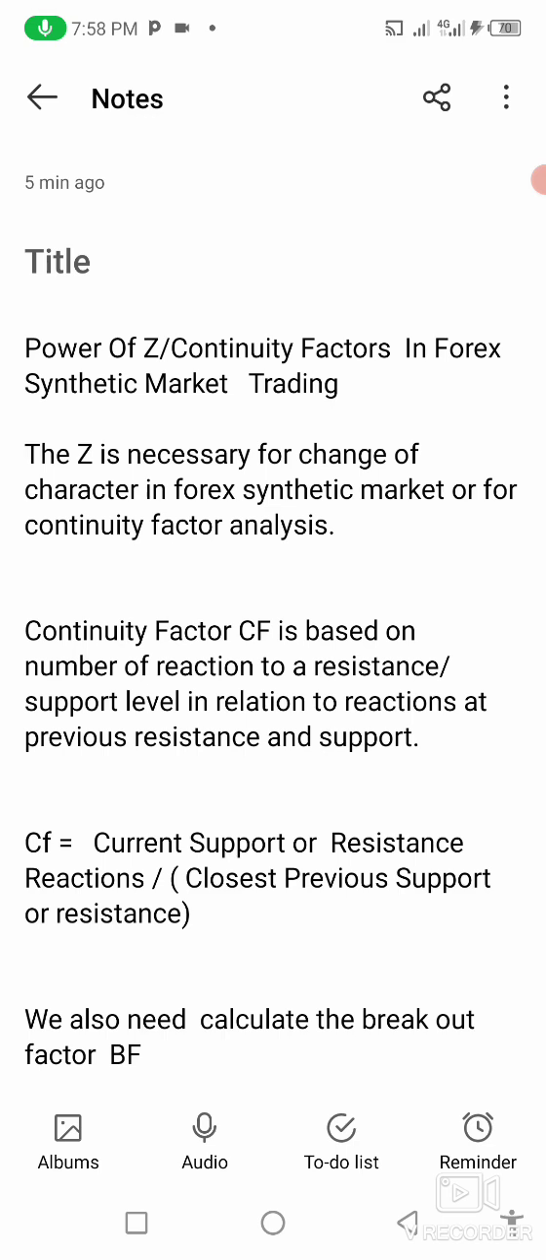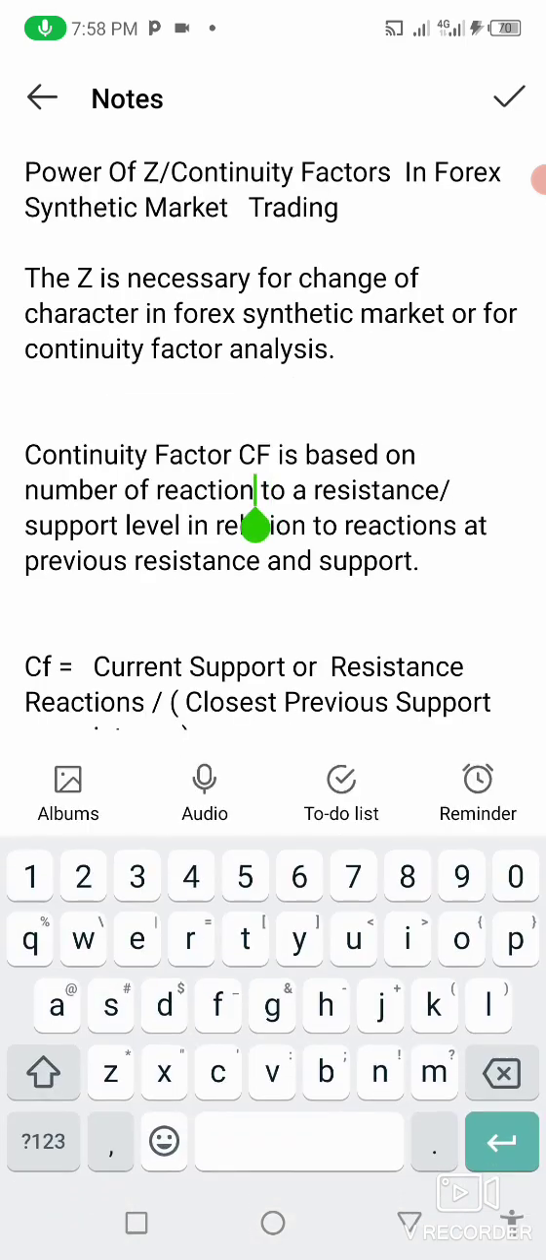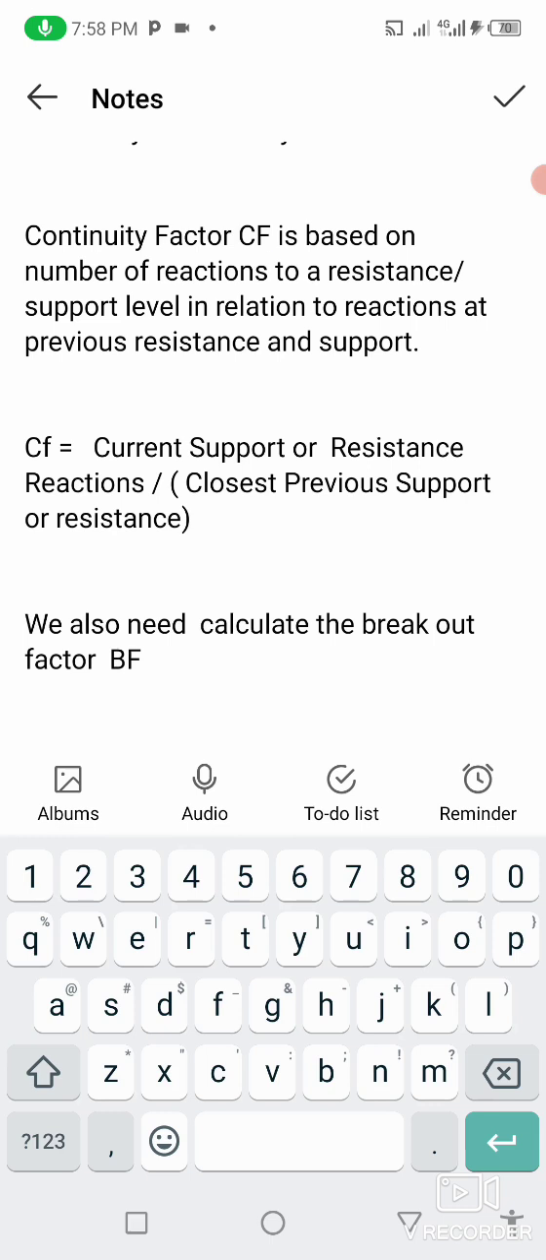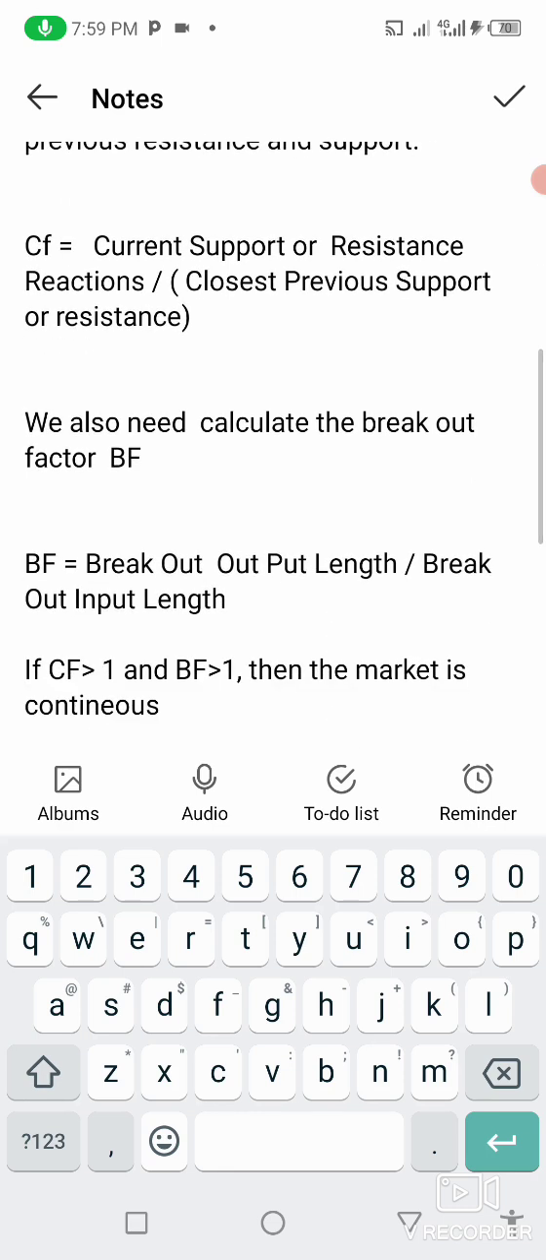Continuity factor, CF, is based on the number of reactions to a resistance or support level in relation to reactions at previous resistance and support. CF equals current support or resistance reactions over the closest previous support or resistance. We also need to calculate the breakout factor, BF. BF equals breakout output length over breakout input length.